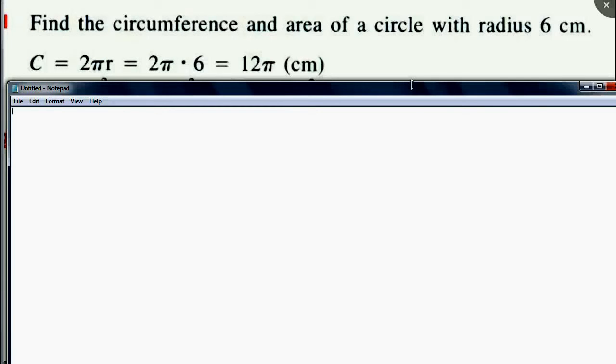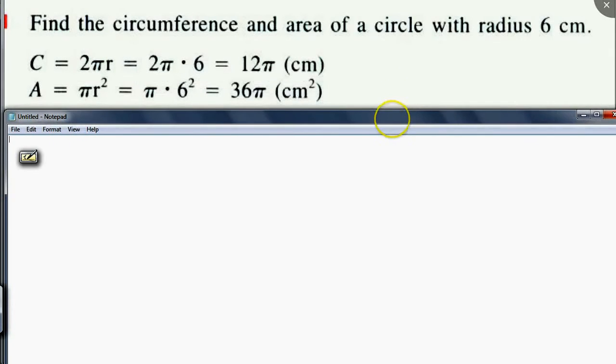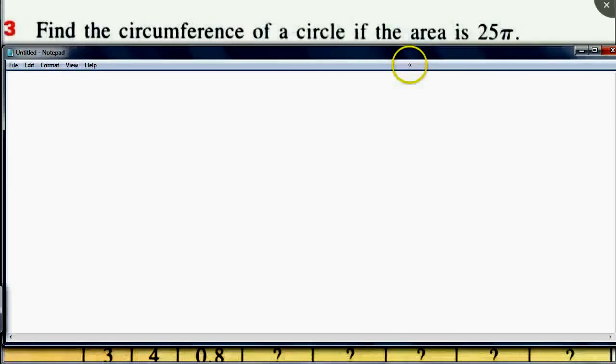What about for the area then? Did you all get 36 pi? Centimeters squared, you just square the radius times pi. Okay, very straightforward. Any question? All right, let's look at example 2 then. Okay, second. Okay, here we go.